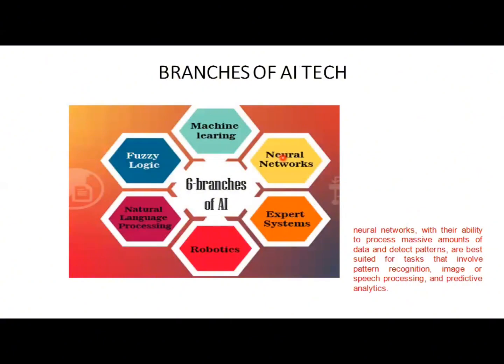What are the branches of AI technology? Because I'm talking about neural networks, I'm talking about AI technology. So we need some clarification about what is AI, what is neural networks. I already told you, neural network is a subdivision of AI technology. There are 6 subdivisions under the roof of AI technology. One is machine learning, another one is neural networks, next expert system, next robotics, next natural language processing, and final one is fuzzy logic.